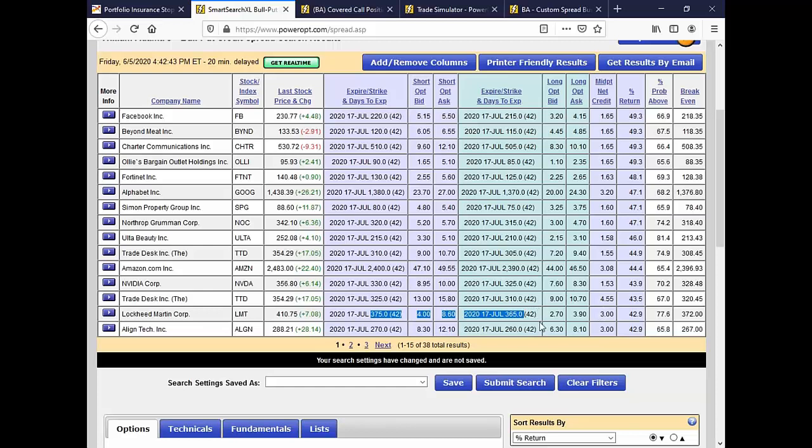This last one here on Lockheed Martin. The stock's at 410, selling the July 375 and July 365. But again, I went out to July to get more time, because I know I need more time to get the better credit. But a lot can happen in 42 days with the unknowns that are still out there on the economy and on other situations as well.